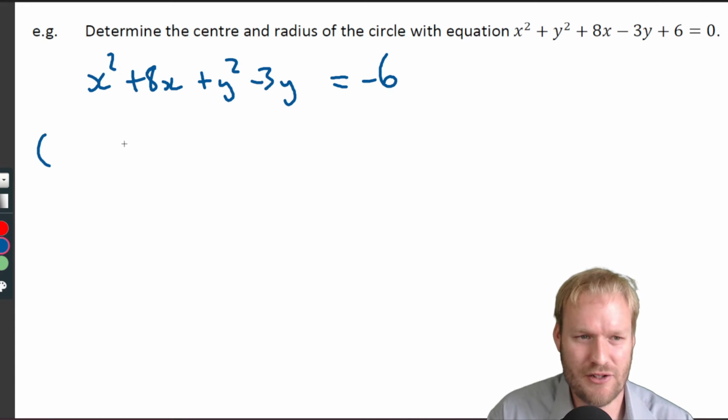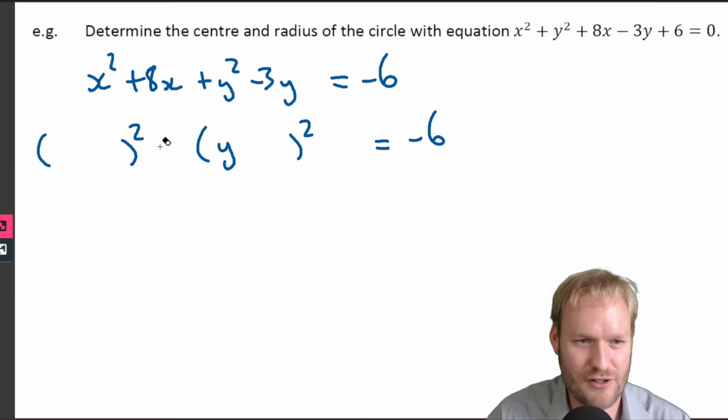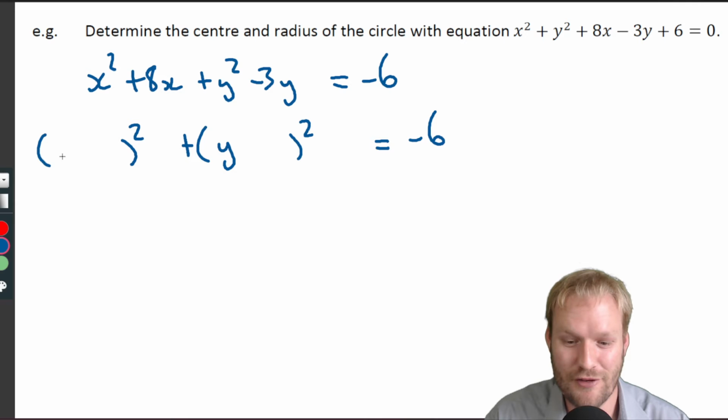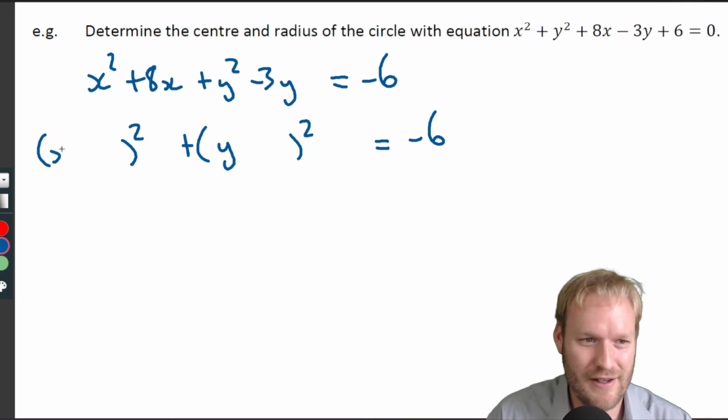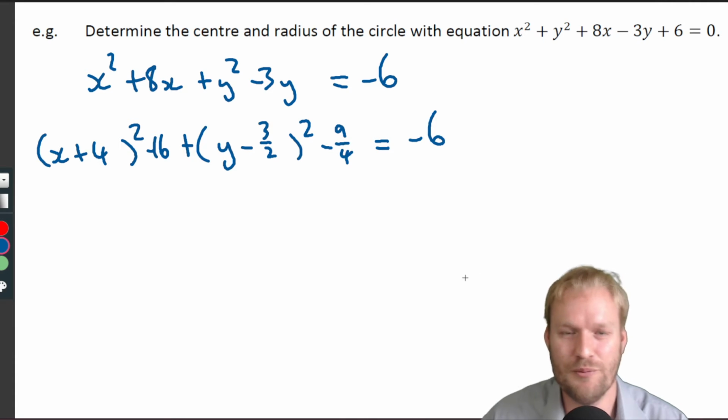Okay, complete the square. Pause as you need to, because I'm going to just go for it straight away over here. I guess I should have left a little bit of space here because I'm going to have to compensate. So I'm going to go for it. Pause if you need to. Okay. X plus 4 minus 16. Y minus 3 over 2. Minus 9 over 4. Okay. So hopefully that was the idea.